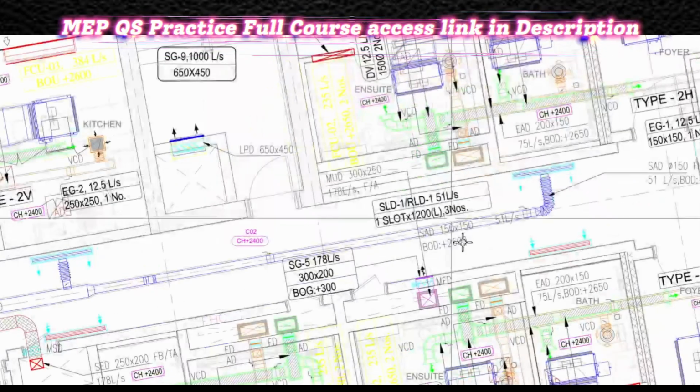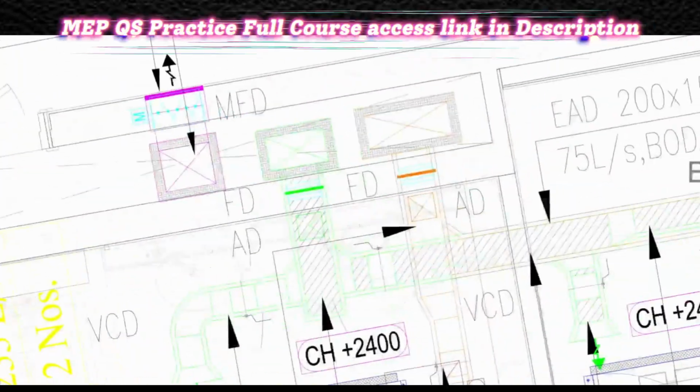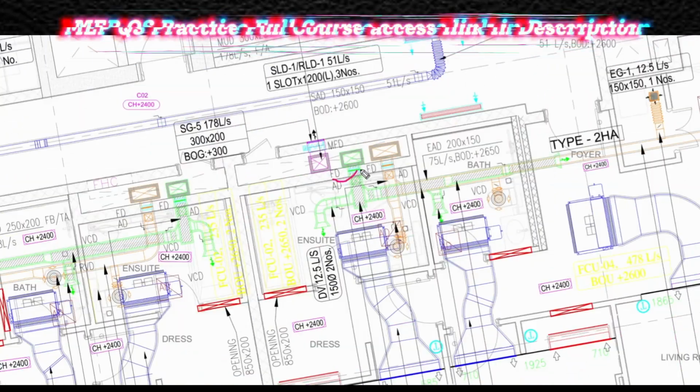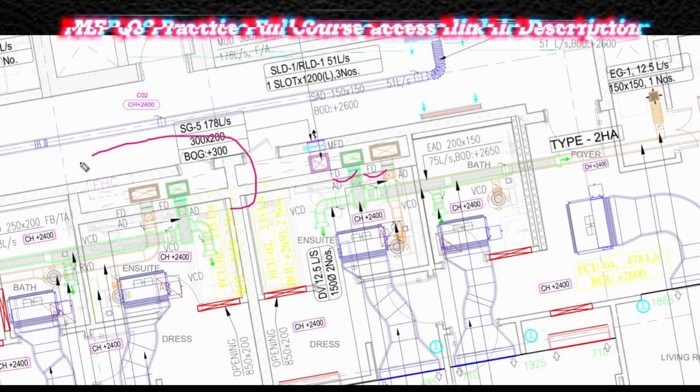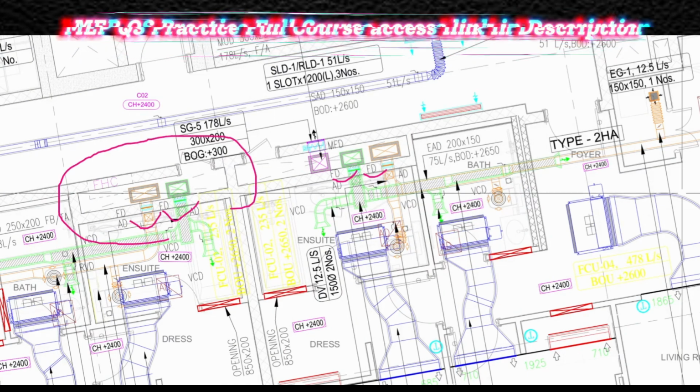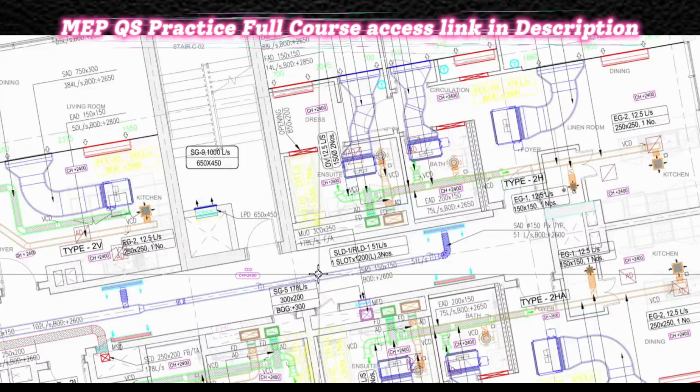In the same way, I will show one by one. You can see here there's another shaft, with fire dampers. Okay, there's another shaft also, and there's a fire damper. So this is a technical idea before we start the quantity takeoff.